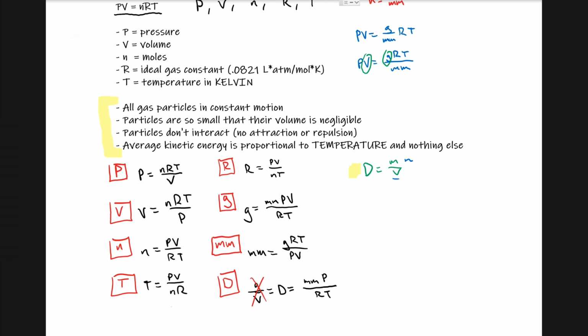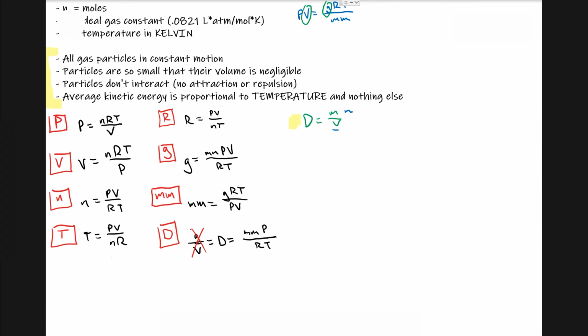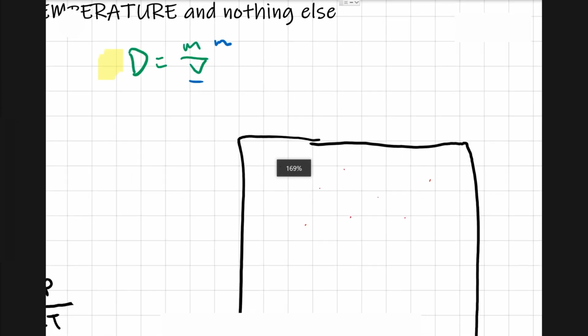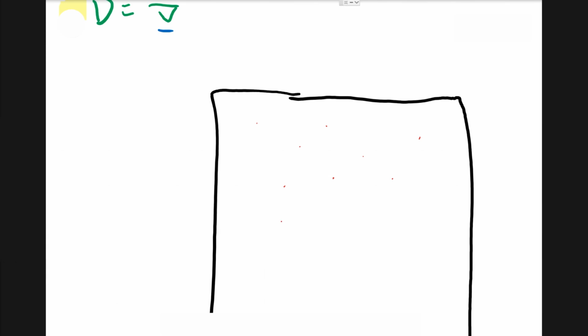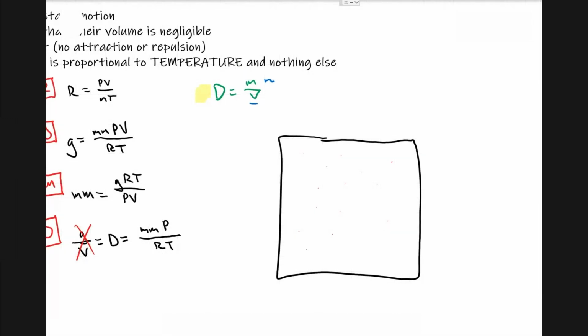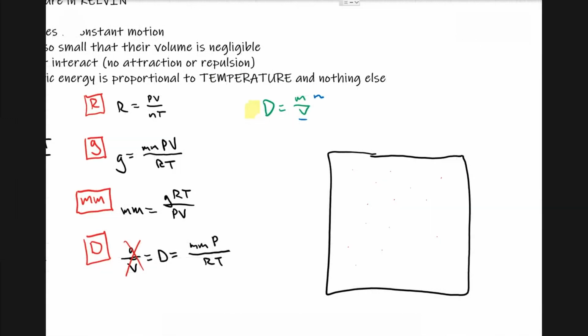Secondly, the particles are so small that their volume is negligible. Think about it like this. If you have this giant container, and you have these tiny little dots inside this container, and all these tiny little dots are moving about in rapid motion. The volume of those dots really doesn't matter. They may have mass, but it really doesn't matter. They're just zipping around, not interacting with each other.